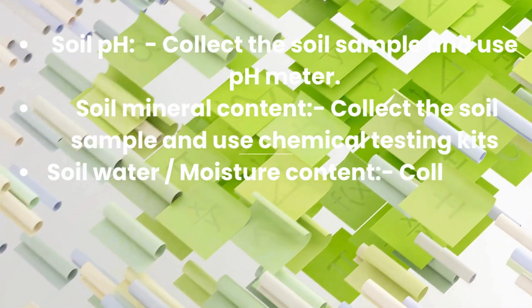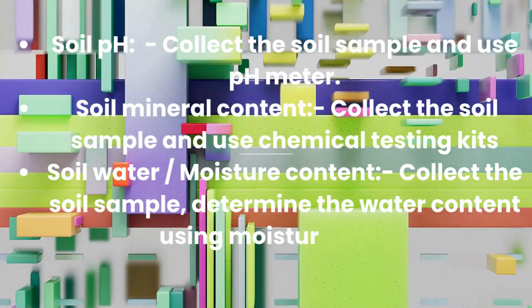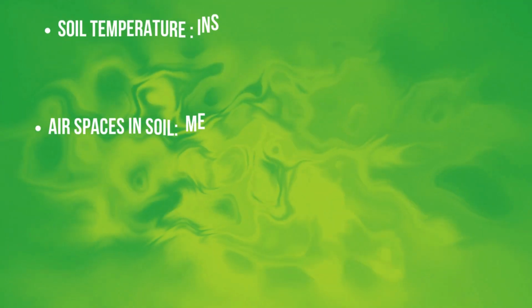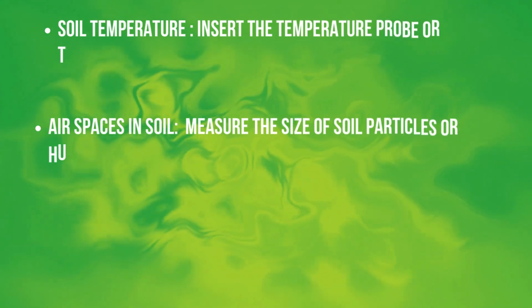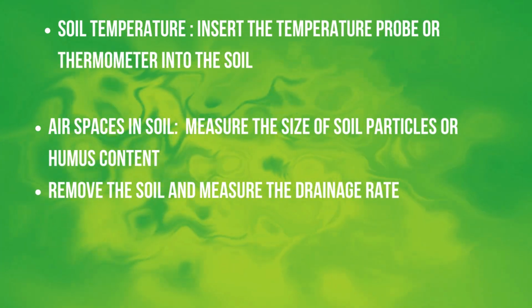Soil water, moisture content: collect the soil sample. Determine the water content using moisture probe. Soil temperature: insert the temperature probe or thermometer into the soil. Air spaces in soil: remove the soil and measure the drainage rate.